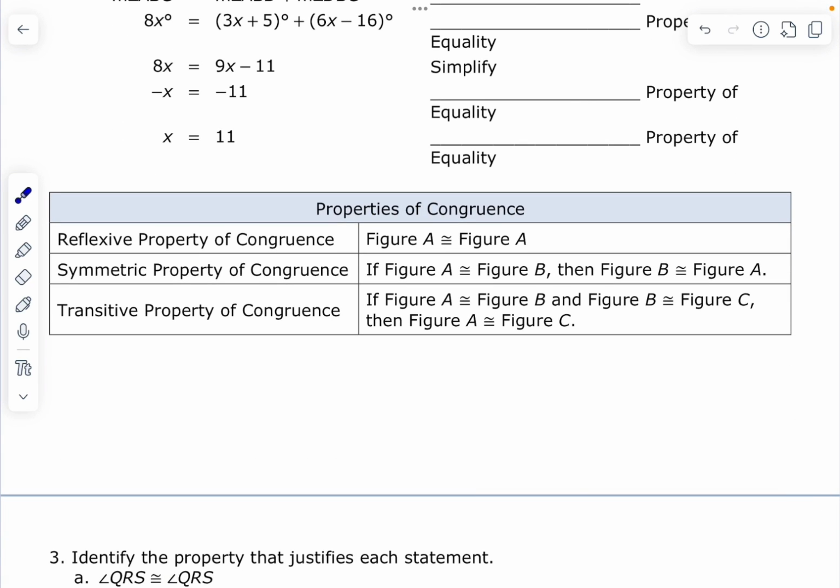A couple more justifications here. These are properties of congruence. A reflexive property of congruence is very similar to our reflexive property of equality. It says that figure A is going to be congruent to figure A, so something's going to be congruent to itself. The symmetric property of congruence is also very familiar. It says if figure A is congruent to figure B, then figure B has to be congruent to figure A. And the transitive property of congruence, once again, pretty familiar. If figure A is congruent to figure B and figure B is congruent to figure C, then figure A is congruent to figure C.